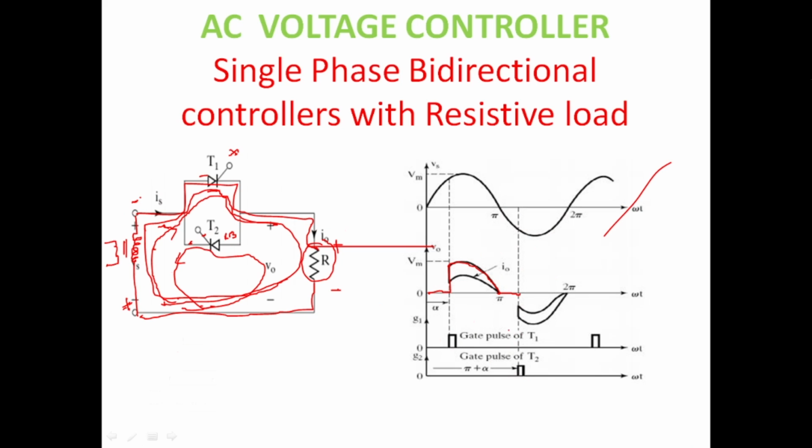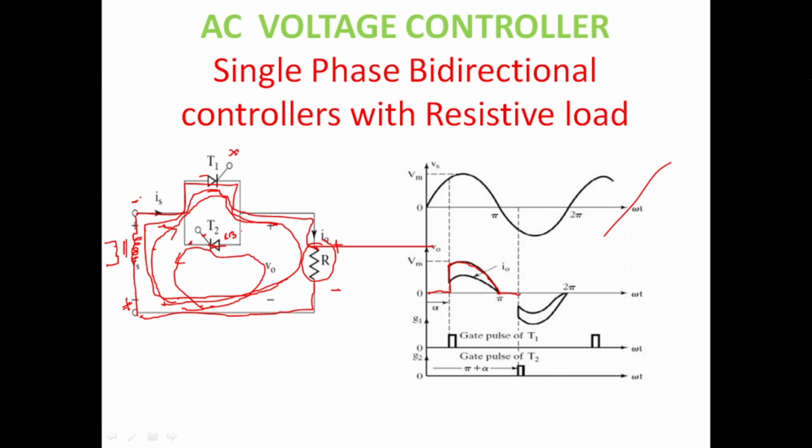Somewhere here we are applying gate pulses to the thyristor T2. That's the reason thyristor T2 turns on at pi plus alpha. Once it is turned on, it is acting like a short circuit, like a closed circuit.